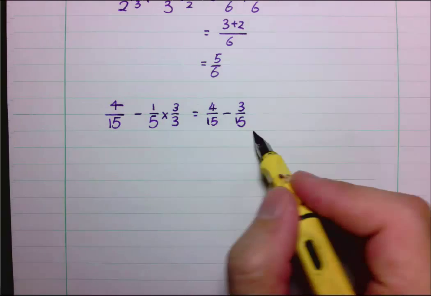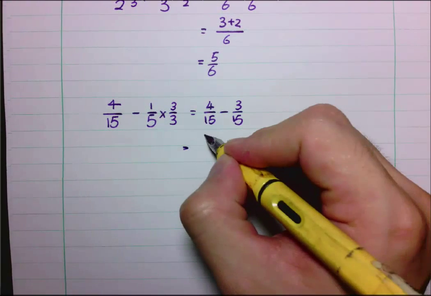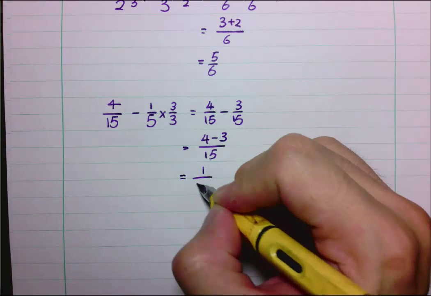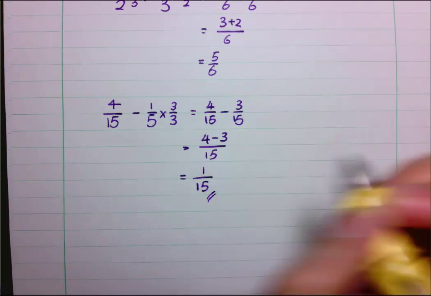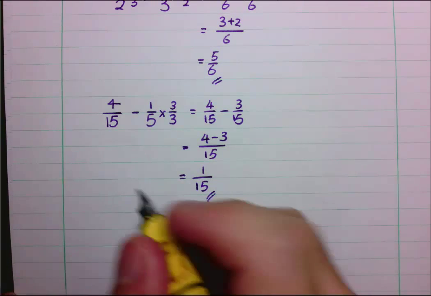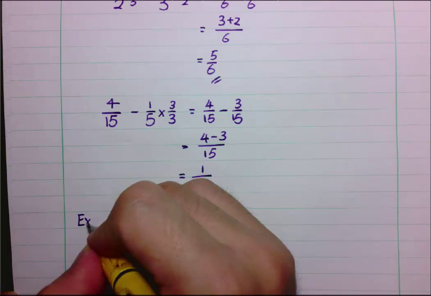Once you have the common denominator, we can combine them to get 1 over 15. And we are done with the recap for chapter 3.3. Now let's delve into a few examples. The examples that I'll be giving you are from exercise 3.3.